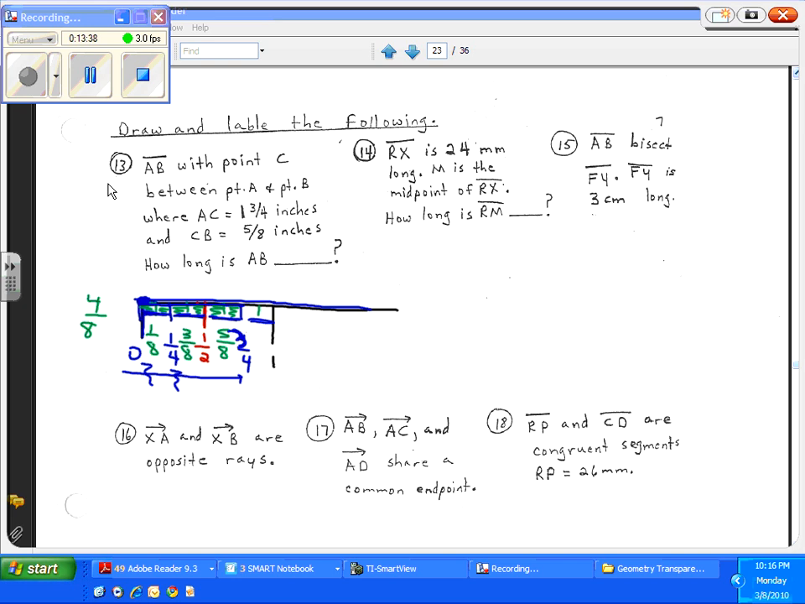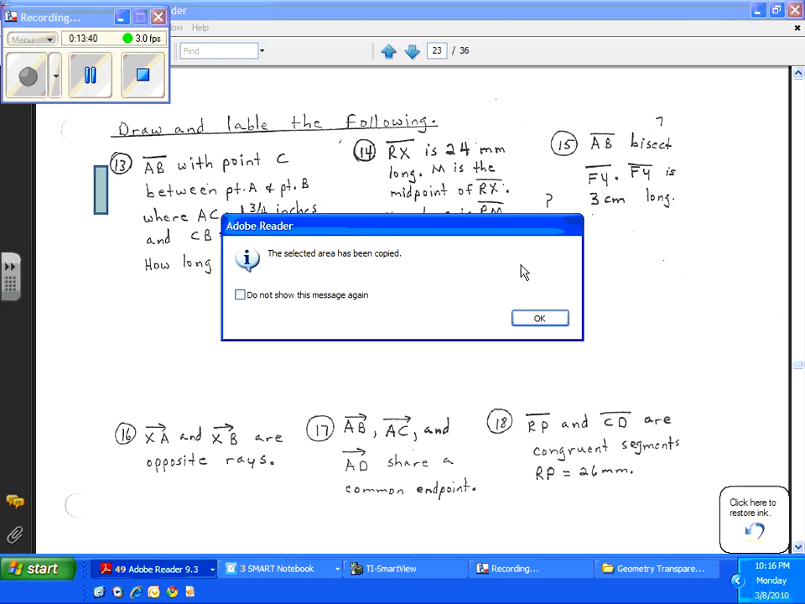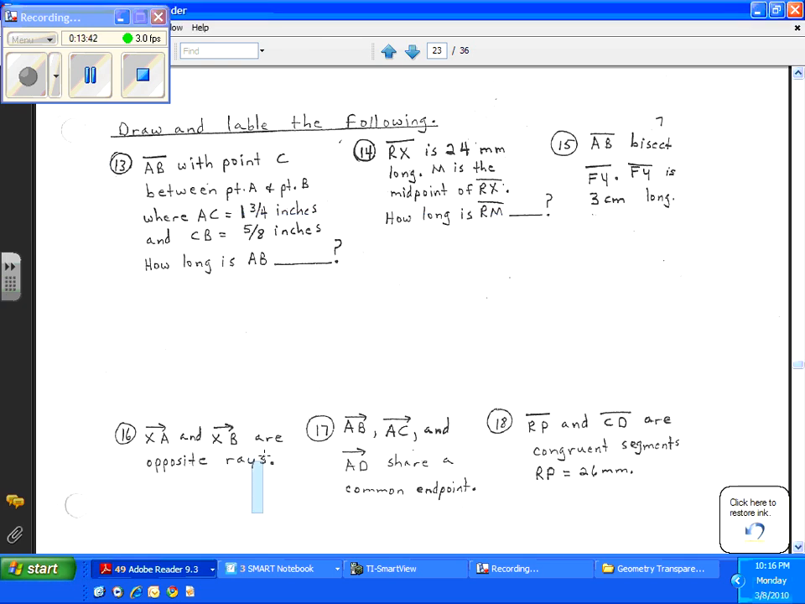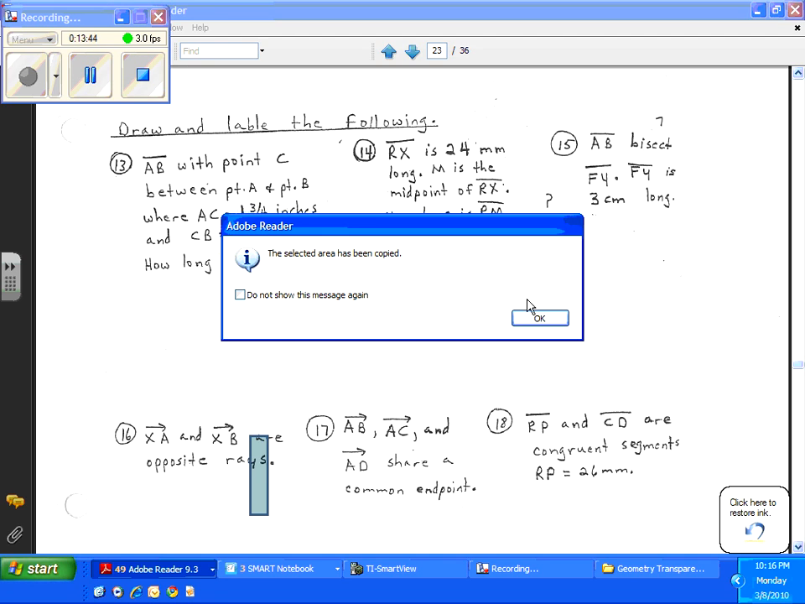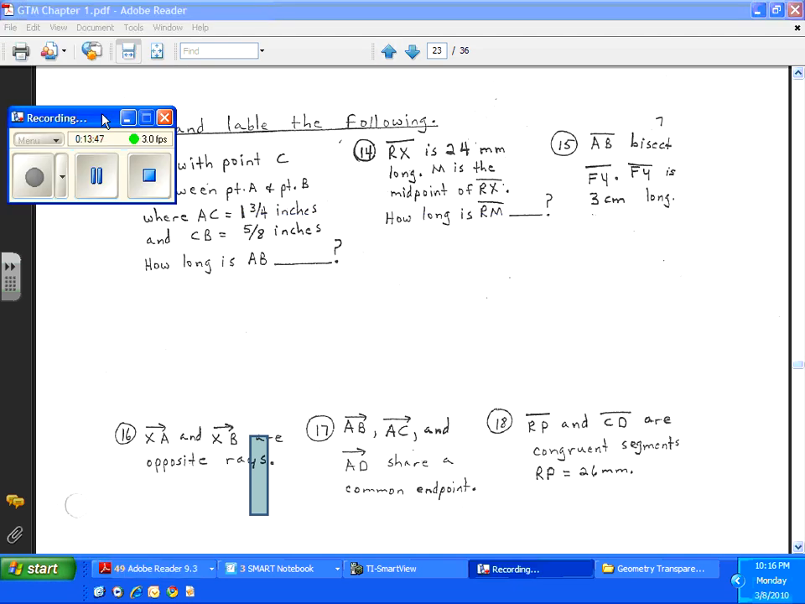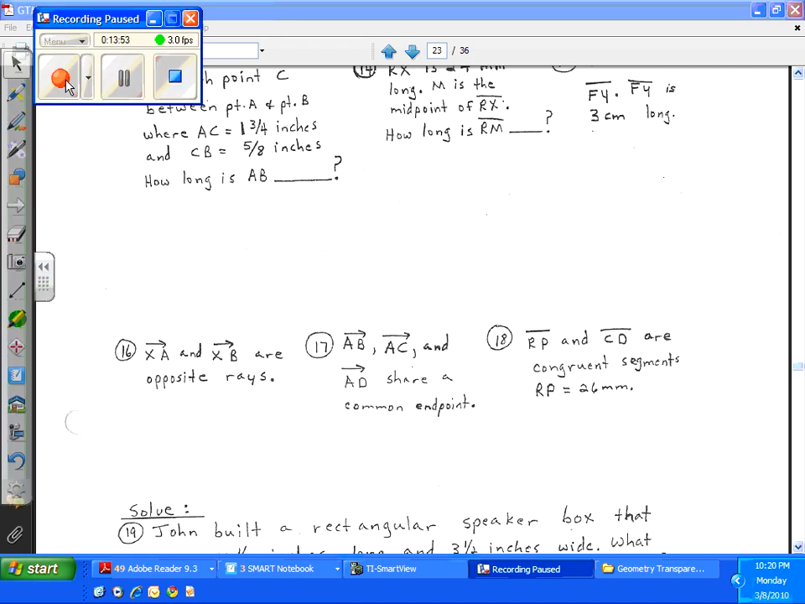Let's look at some more of these potential drawings here. I'm sorry, this is doing silly looking stuff. It's doing that because I have it on a tool. I'm going to pause.